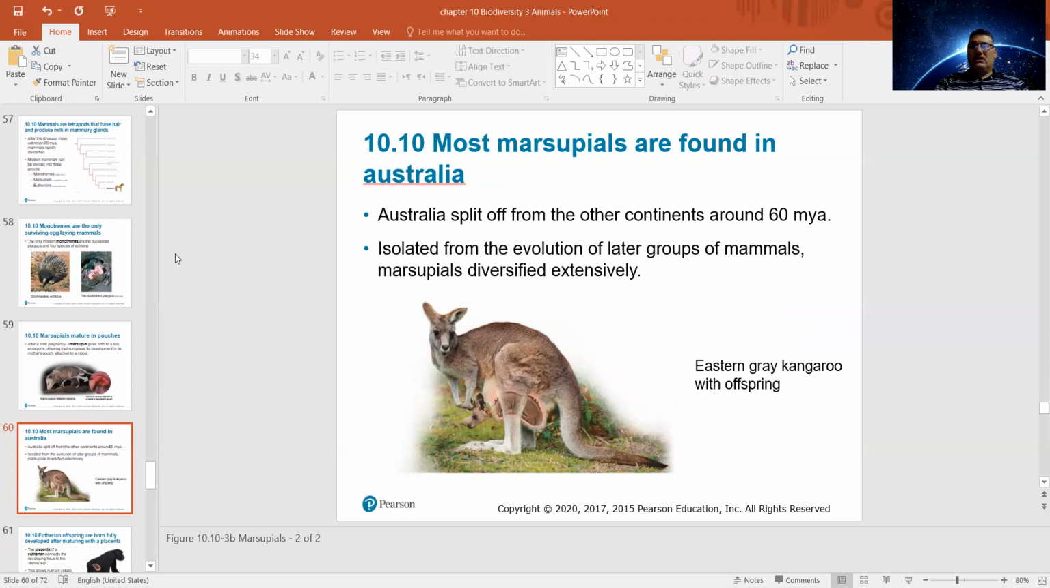Most of these marsupials live in Australia for a reason. Australia is an island, a big island, but it used to be a part of the continent. Later on, there was a split and it stayed by itself. So all the evolutions that happened to these mammals later on did not affect Australia much. So they still kept these types of marsupials, something like the kangaroo.